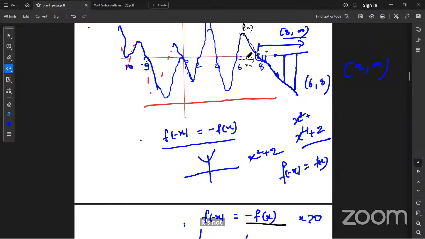We can easily see now. If you take this point and this point, both images are the same. Same image, right? It's a many-one function. Understood, sir, up to here?